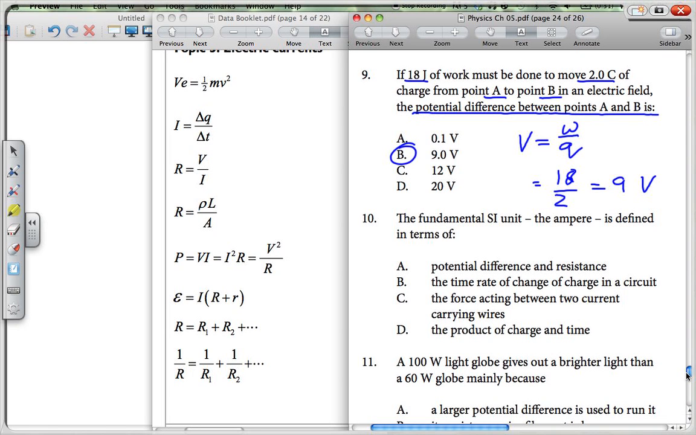Question 10. The fundamental SI unit, the ampere, is defined in terms of. Now, we will discuss this in detail, but it's determined in terms of the force acting between 2 current carrying wires. That's how the ampere is actually defined. Although we think of the ampere as 1 coulomb per second, the way that we actually define it is the force between 2 current carrying conductors, and we'll discuss that in more detail later.